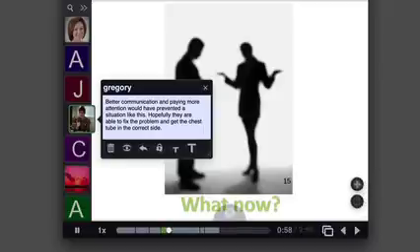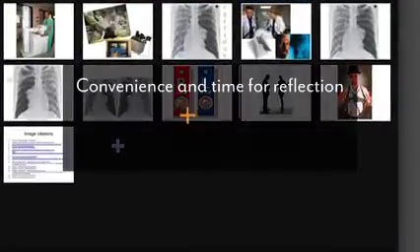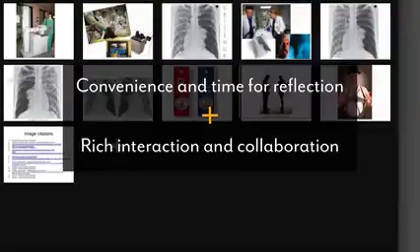Combining on-demand interpersonal interaction with time for reflection creates a unique pedagogical "have your cake and eat it too" structure for the presentation and discussion of health sciences cases.